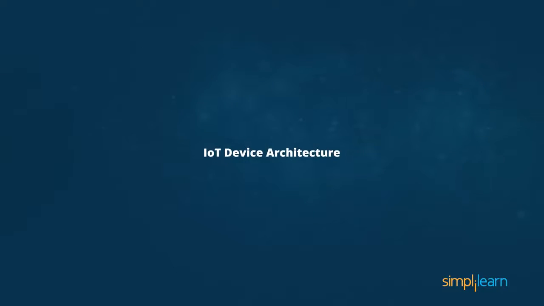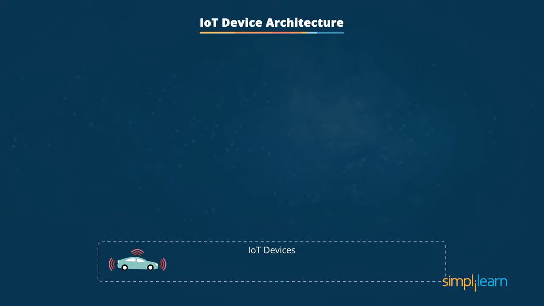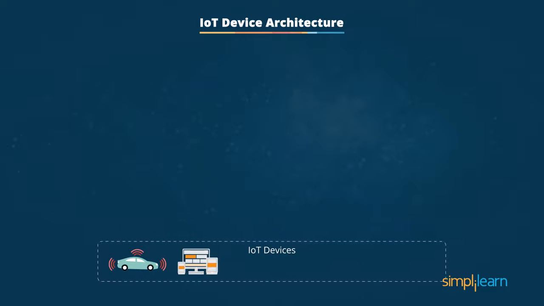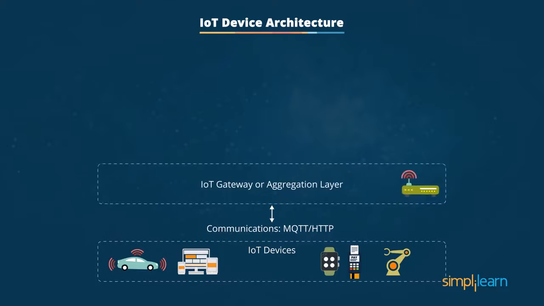IoT device architecture. There are 4 layers in the device architecture. The base layer consists of IoT devices. This includes all the components, like sensors, with the ability to sense, compute, and connect to other devices. Let's move on to the second layer, which is the IoT gateway or aggregation layer. This layer significantly aggregates data from various sensors. These 2 layers form the definition engine, and they set the rules for data aggregation.